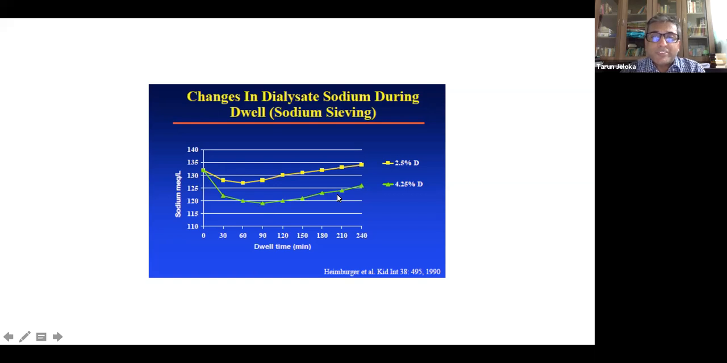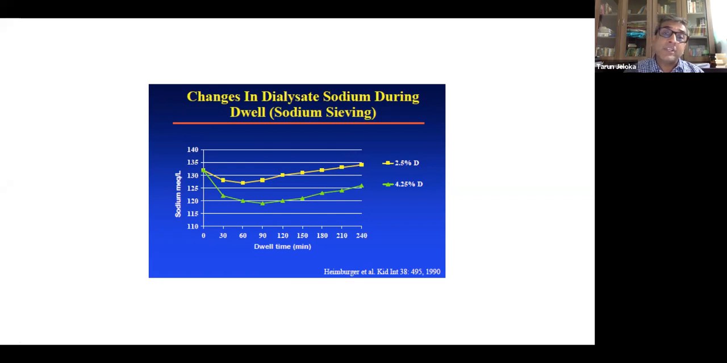So what do you mean by sieve? Sieve is chalni, you all know. So what happens is the water comes down, while the sodium or the solute part, which is a slightly bigger molecule, remains in the blood. And what results because of this sodium sieving is transient hypernatremia in the blood, and I should not say hyponatremia, but a decrease in sodium concentration in the dialysate fluid.